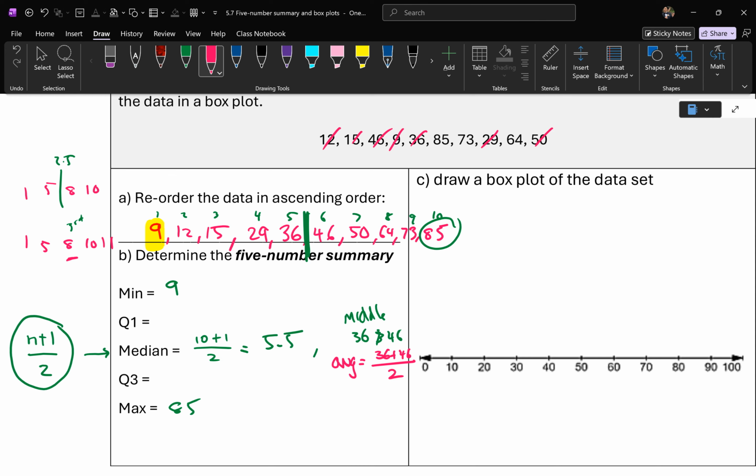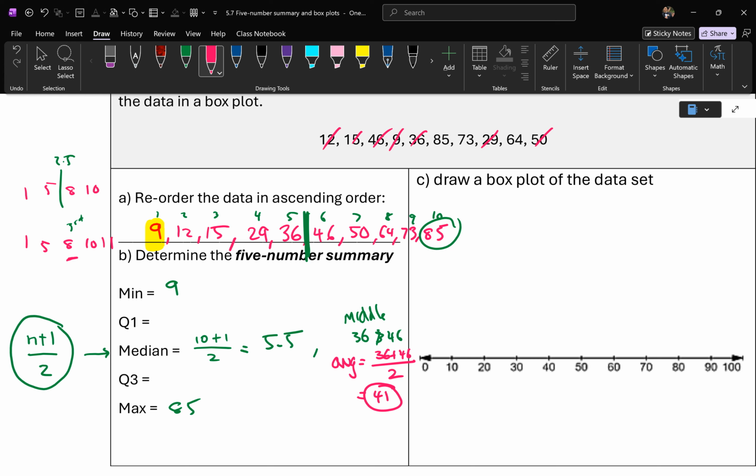Remember, you can use a calculator. In this subject, you use a calculator, but only scientific. You're not allowed to use CAS. 36 plus 46, what does that end up to? So 30 plus 40 is 70. 70 plus 12, so 82. 82 divided by 2 is 41. So you should get 41. So the middle of 36 and 46 is 41. So if they ask you what's the median, it's 41.